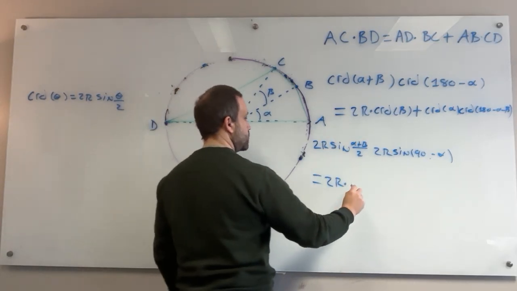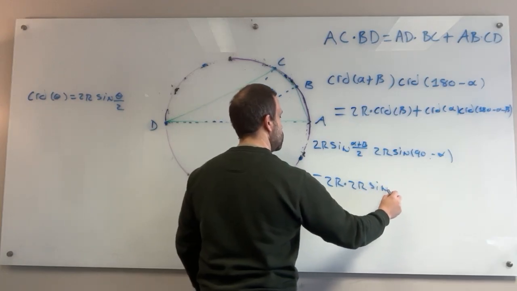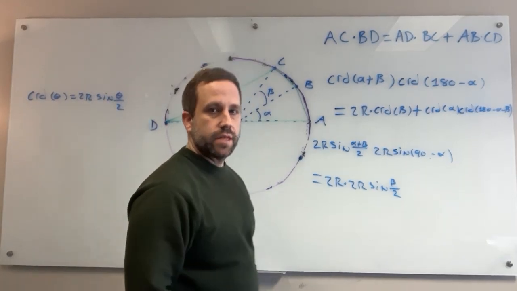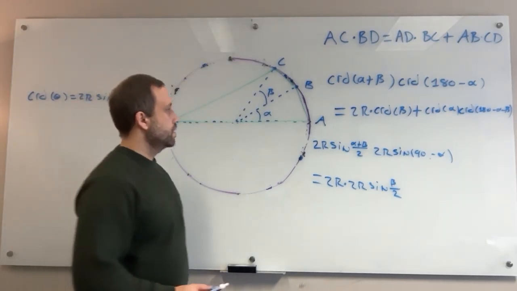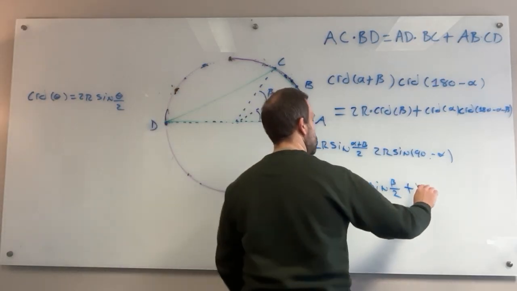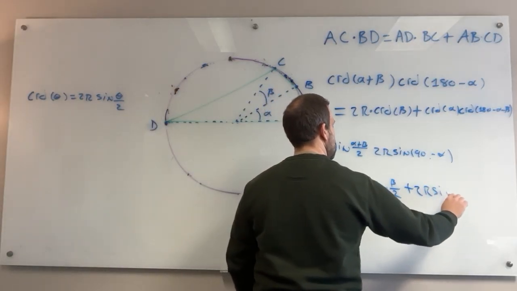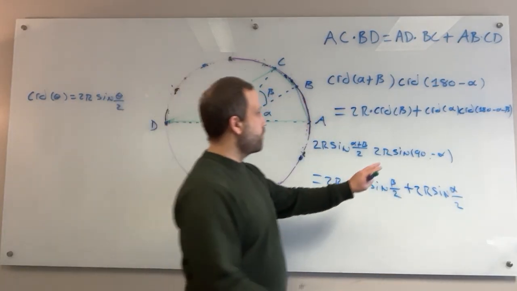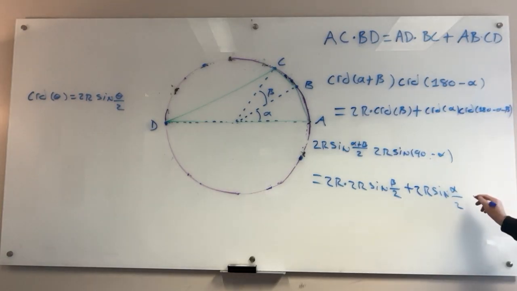And then chord beta is going to be 2r sine beta over 2. Okay, 2r sine beta over 2. And then plus chord alpha, that's going to be 2r times sine alpha over 2. And then finally, chord 180 minus alpha minus beta is going to be 2r sine, and sorry, this is going to be sine of 90 minus alpha over 2 minus beta over 2. Sorry about that.